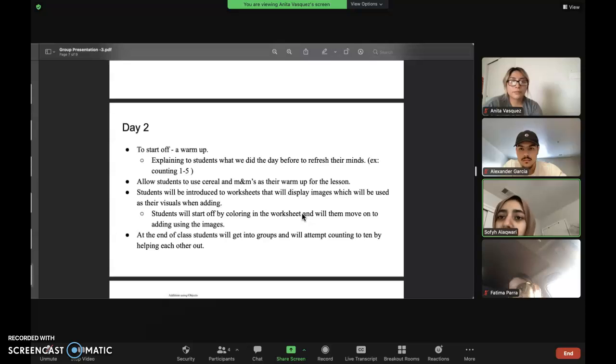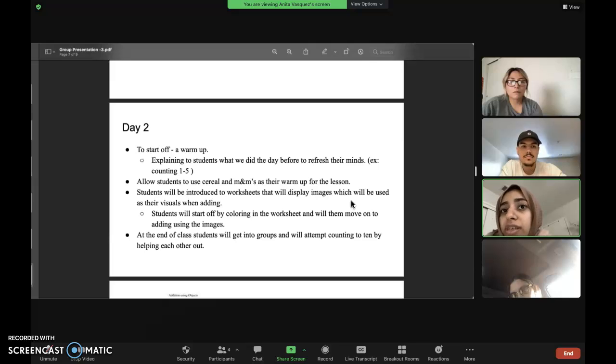Okay, for day 2, to start off with the warm-up, we're going to give them about 5 minutes on this warm-up. It's basically what they did the day before. We're just going to be explaining to the students how to count 1 through 5, just to refresh their minds. And we will be using cereals and M&Ms again, just to cover that standard for the visualization part with the objects.